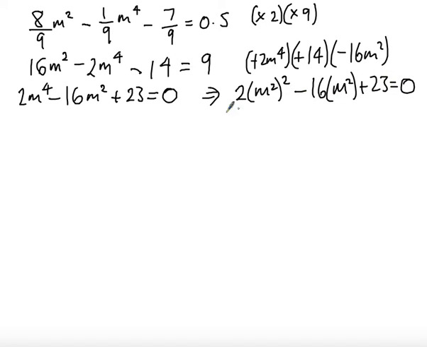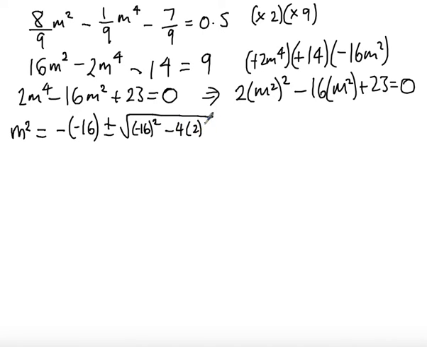Now I'm not going to try and factorize this. 2 times 23 is 46, and 2 and 23 are the only factors of 46 since they are both prime, so they're not going to add to 16. So I'm going to use the quadratic formula to find m squared. m squared is equal to minus b, so minus 16, plus or minus the square root of b squared minus 4 times a, which is 2, times c, which is 23, all over 2 times a, which is 2 times 2.